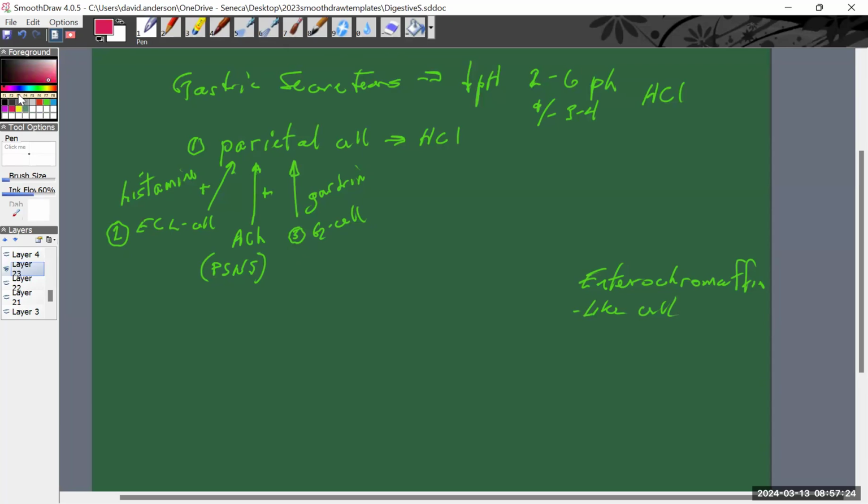Now we also have an inhibitory factor that's going to help us regulate, sort of keep in balance, check and balance, negative feedback if you like. And that's going to be coming from a cell that we call a delta cell. And the delta cell produces something called somatostatin.